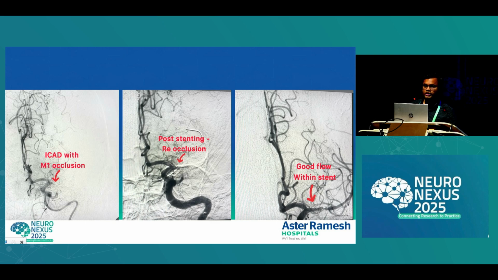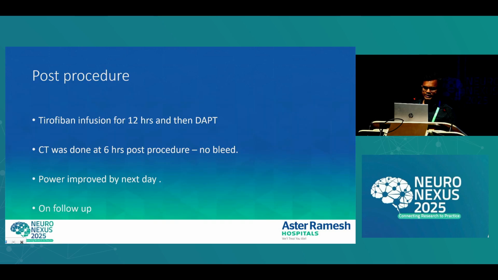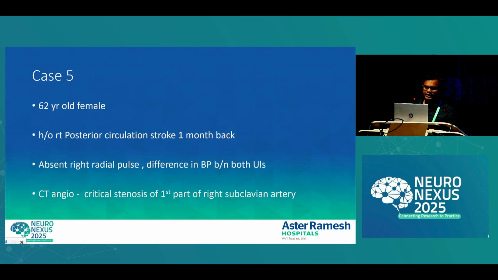As there is no bleed, we shifted to dual antiplatelets. Patient improved by next day and his power also improved with residual deficits in left upper limb. He is on follow-up. His functional status after 3 months is MRS 2.